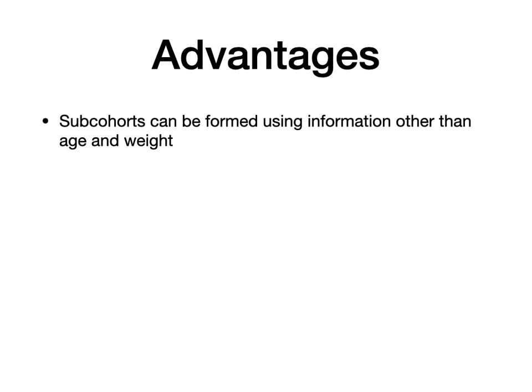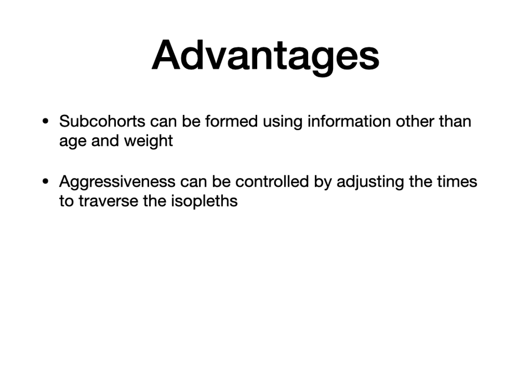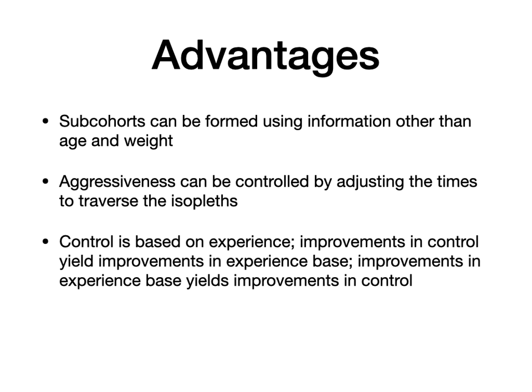What are the advantages of this approach? Subcohorts can be formed using information other than just age and weight. The aggressiveness of the controller can be adjusted by using different choices of times to traverse the isopleths. And control is based on experience. Improvements in control yield improvements in the experience base, and improvements in the experience base yield improvements in control. So the controller evolves over time to a more robust understanding of what the patients are doing.